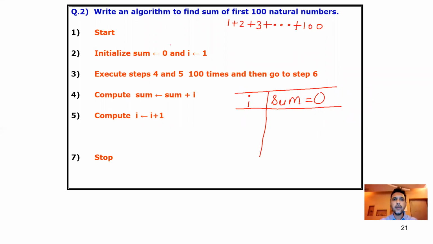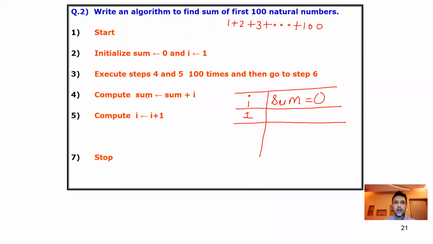In the beginning, let's start from the beginning. Step number 1 is start. Step number 2 says initialize sum to 0 and I to 1. So look, sum is equal to 0 and I is equal to 1. So I wrote I is equal to 1 here. Now it says execute steps 4 and 5 100 times and then go to step 6. So now let's execute. Let's run step number 4 for the first time.